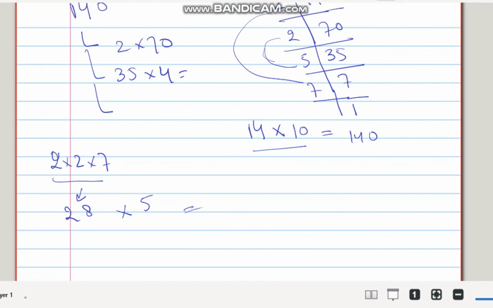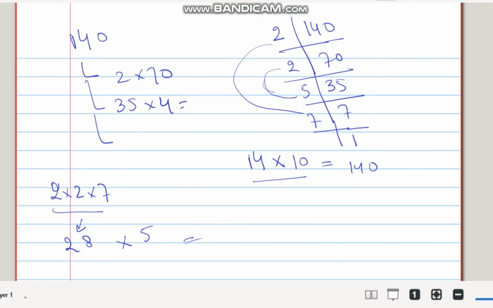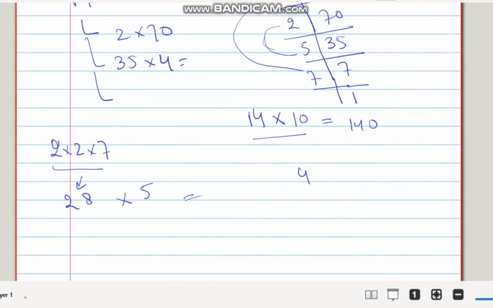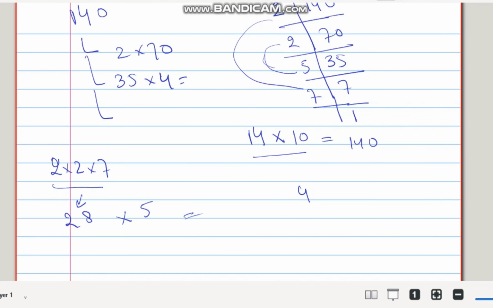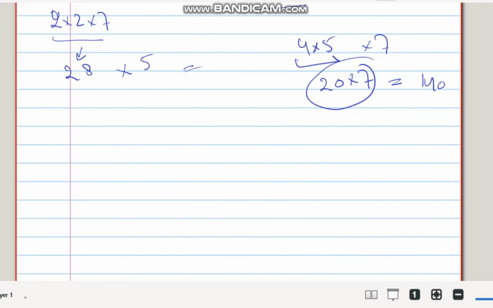Now let me make another pair. How can I make another pair? It is 4 multiplied by 5, and I think, oh yes, it is correct now. Okay, how can we make this pair? 2 multiplied by 2 is 4. Yes, it is 4. 4 multiplied by 5 multiplied by 7. 4 multiplied by 5 is what? It is 20. 20 multiplied by 7 is what? It is 140, and 20 plus 7 is 27. Again, it is giving us the 27. It is a very good option.